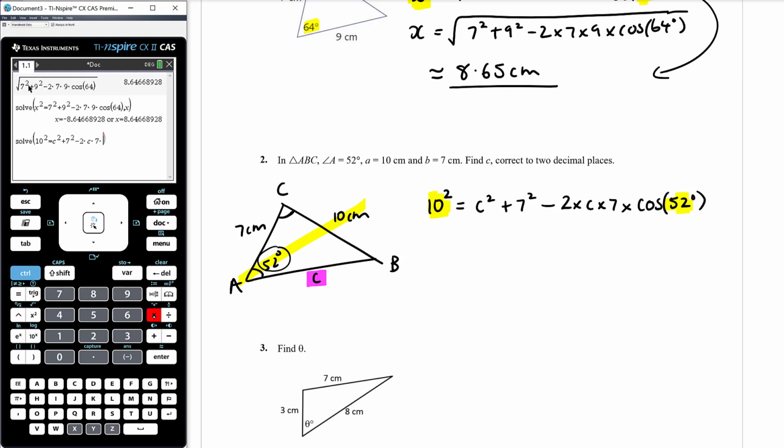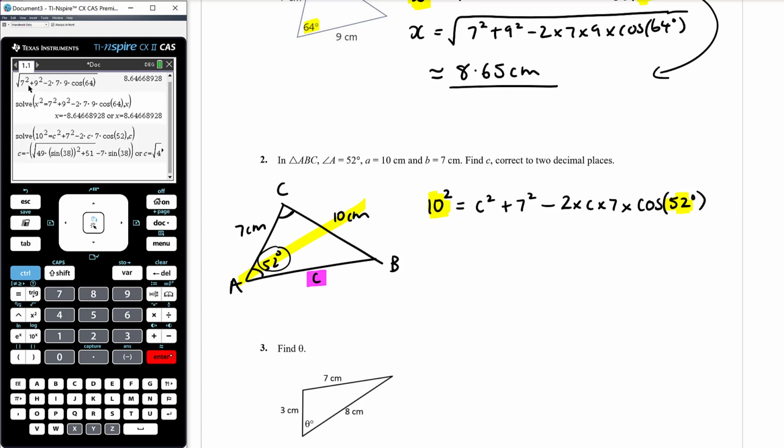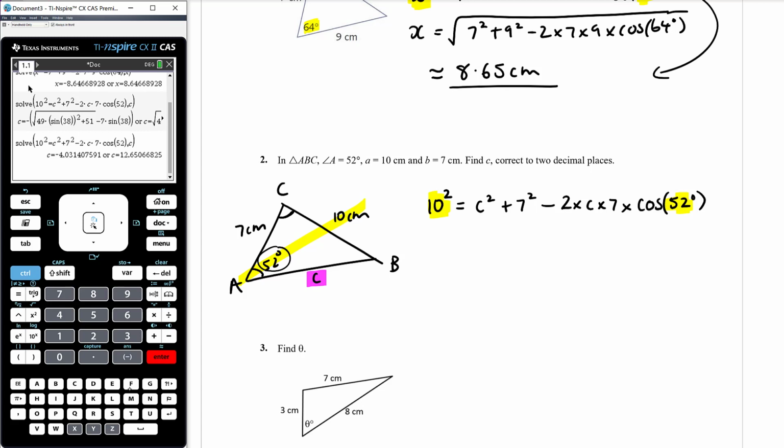I know this is a complicated formula, but you'll find once you use it a bit, you do get used to it, and it's sort of not that complicated. So it's all about practice. And so solving, that's my equation, comma c, I want to solve for c. Control enter to get that as a decimal.